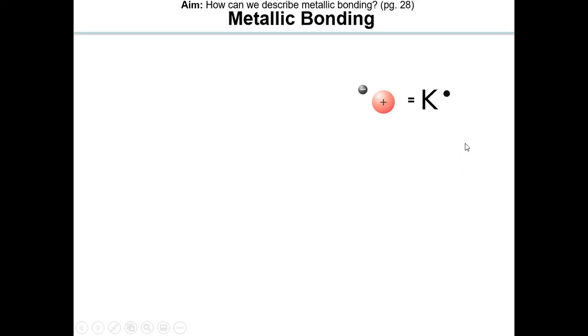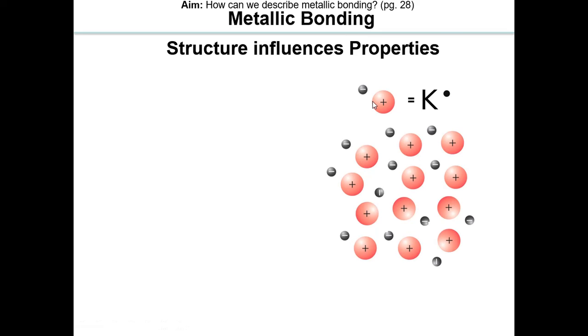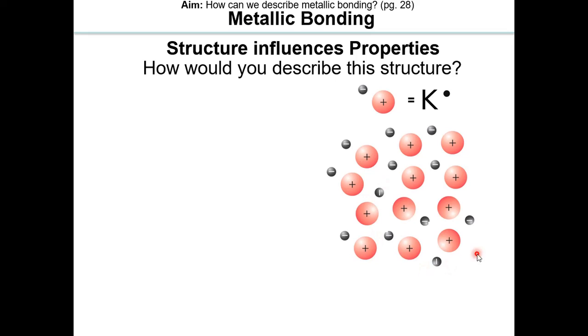In order to figure out the properties of metals, we need to first figure out the structure of metallic bonding. Here we have a potassium atom. It has one valence electron. In a sample of potassium metal, there are a lot of potassium atoms. So where is the attraction or the metallic bonding?